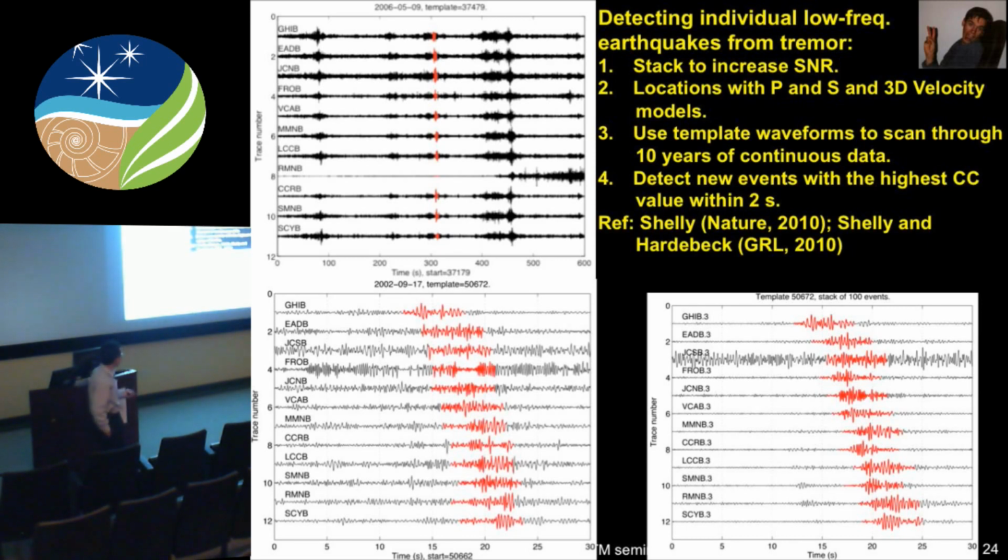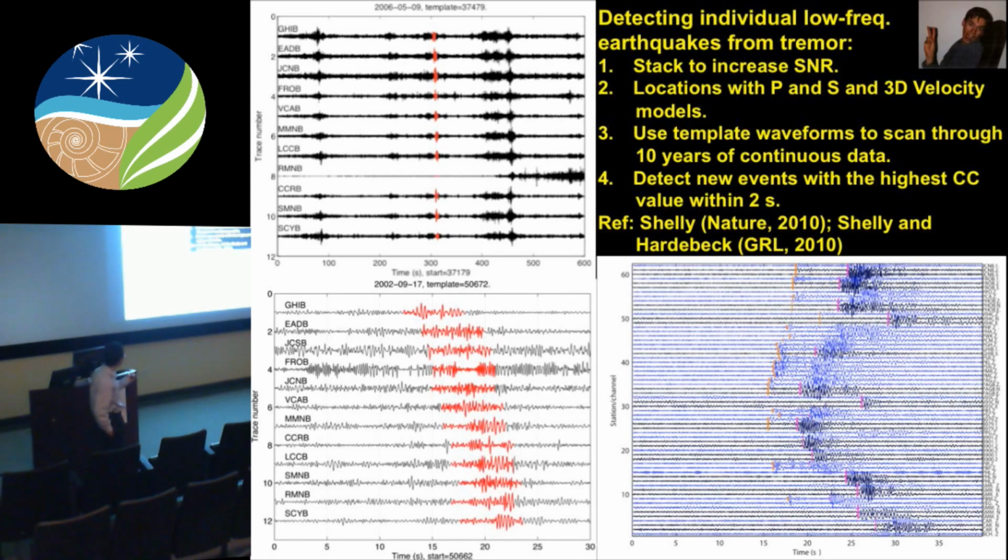Once you have P wave and S wave, this is how it looks. If you can start to pick the phases, then you can treat them as regular earthquakes, because those signals, if you locate them, turn out to be located in the lower crust.